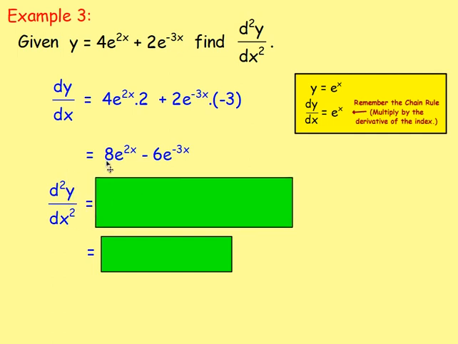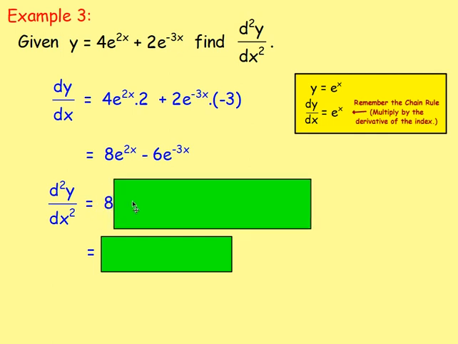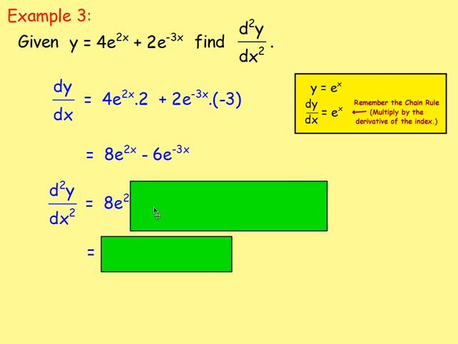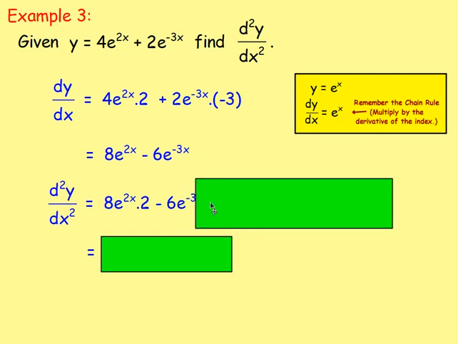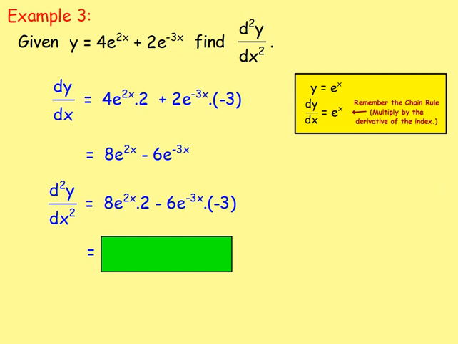So differentiating 8e to the power of 2x, well, the 8 would stay as it is. E to the power of 2x would stay as it is when you differentiate it, but you multiply by the derivative of the index. So differentiate 2x and you get 2, so you'd multiply by that. From there, you'd be taking away 6, so negative 6 stays as it is. E to the power of something stays as e to the power of something, but again, multiply by the derivative of the index. Differentiate negative 3x, and you get negative 3, so you times by that.